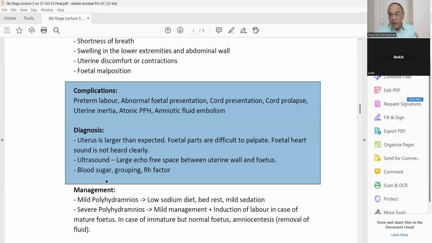You can do the blood sugar. You can do the blood groups. You can do the RH factor, this and that.